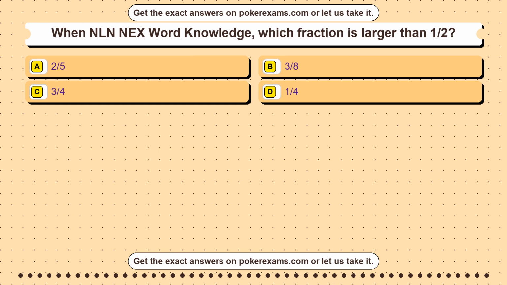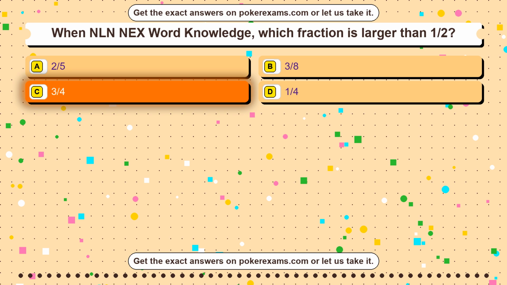Question 39. When NLN NEX Word Knowledge, which fraction is larger than 1/2? Option A, 2/5. Option B, 3/8. Option C, 3/4. Option D, 1/4. The correct answer is option C, 3/4.